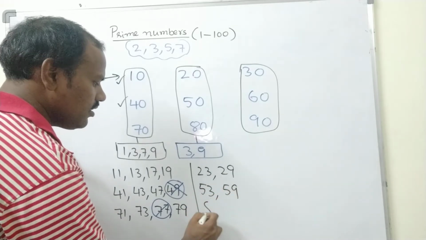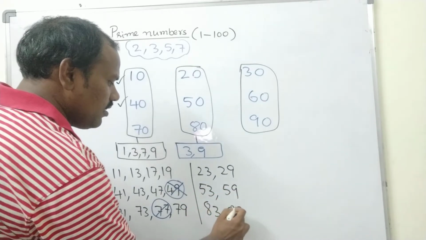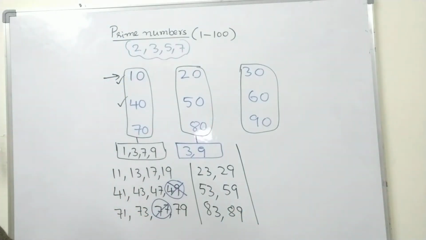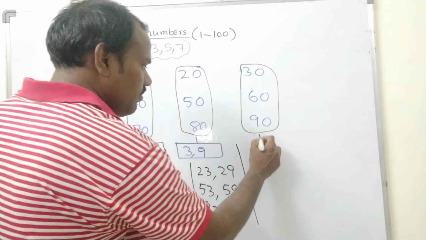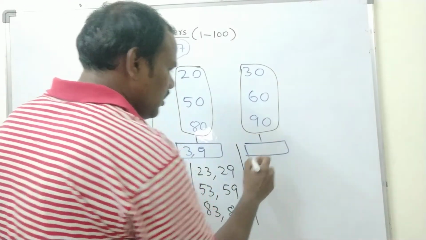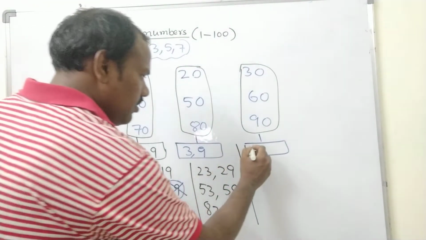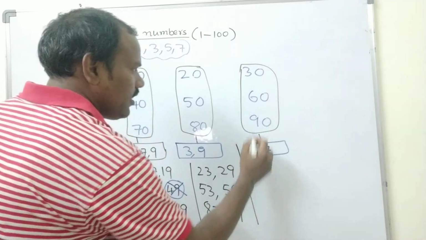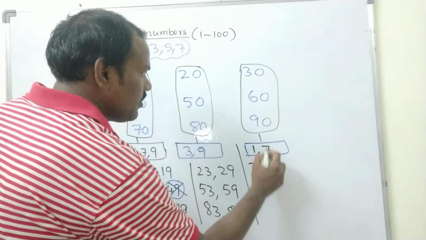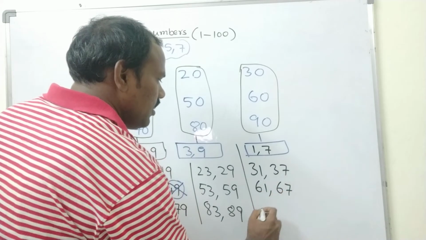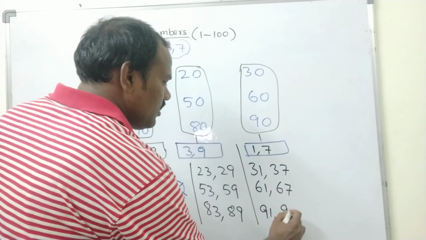And 83, 89. Okay, with this we will get 6 numbers. And the next one here we will begin with 1 comma 7. These numbers will begin with 1 comma 7, like 31, 37, 61, 67 and 91, 97.